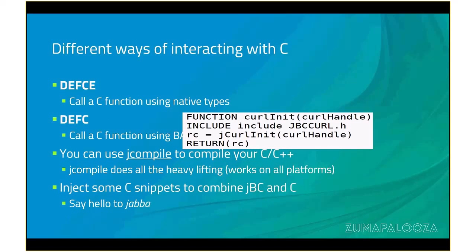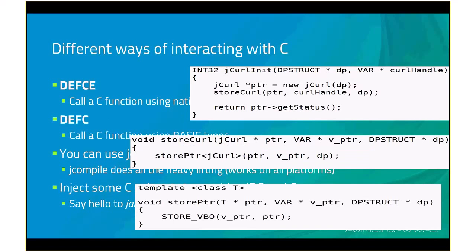And here's an example of one of those basic functions from the defc. In some cases, it makes sense to use a defc wrapper function that calls a regular C function so as to handle the back and forth between basic vars and regular C variables. Here's an example of the defc function jcurl_init, which is then calling another C function storecurl, which is used to store the curl instance pointer. This in turn calls a generic function called storePointer, which is where the actual pointer storing occurs.